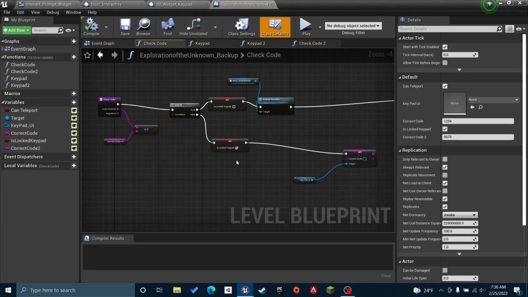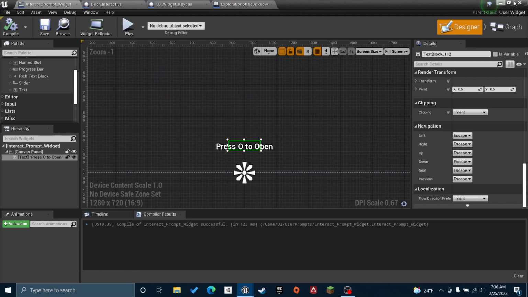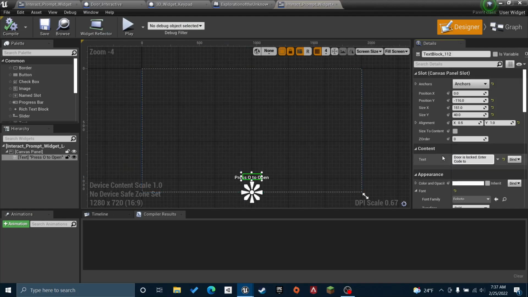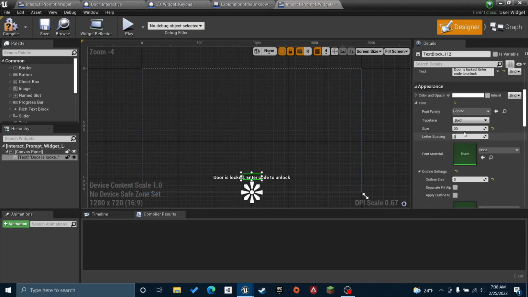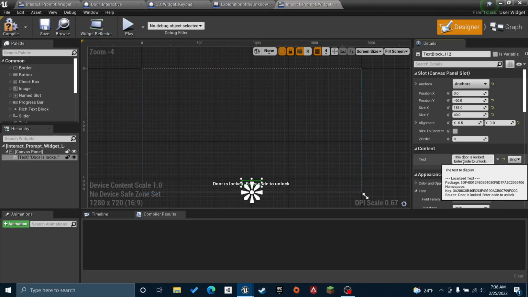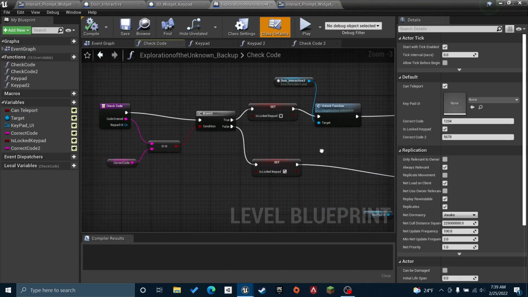Setting up all the widget blueprints for those. I believe I had one for the door, one that says the door is locked and to enter the code, and one for the energy sources.